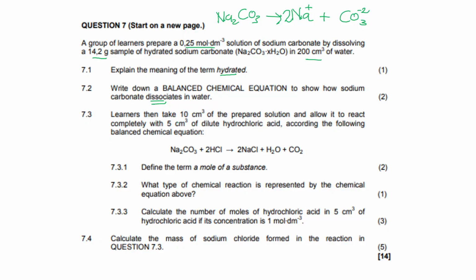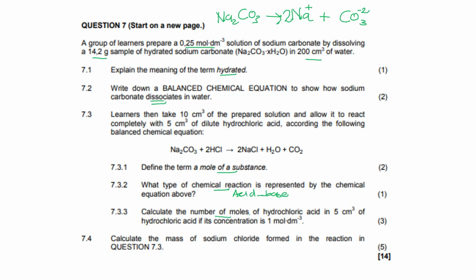7.3. Learners then take 10 cm³ of the prepared solution and allow it to react completely with 5 cm³ of dilute hydrochloric acid according to the following balanced chemical equation. 7.3.1. Define the term a mole of a substance. So a mole of a substance is the amount of a substance having the same number of particles as there are atoms in 12 grams of carbon-12. 7.3.2. What type of chemical reaction is represented by the chemical equation above? That is called an acid-base chemical reaction.